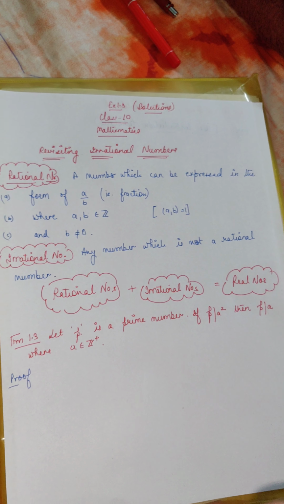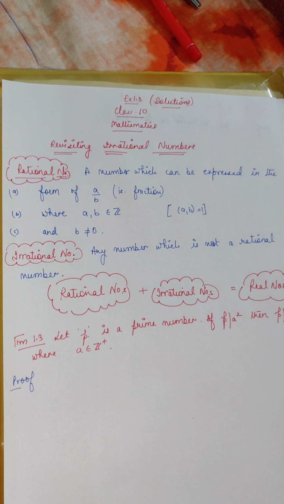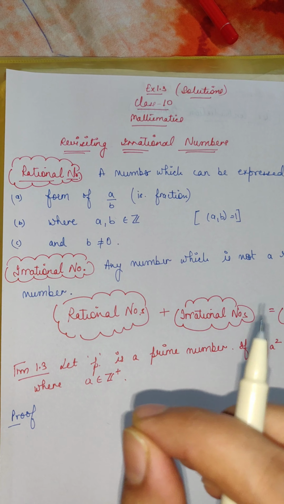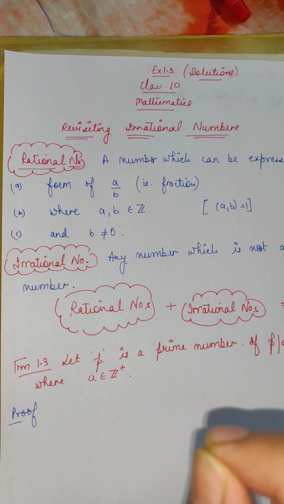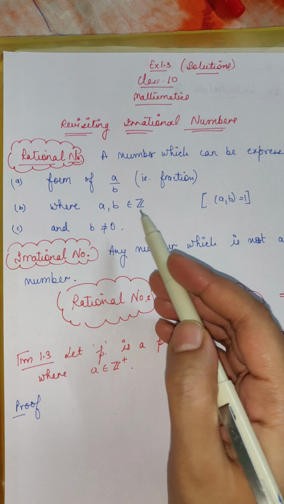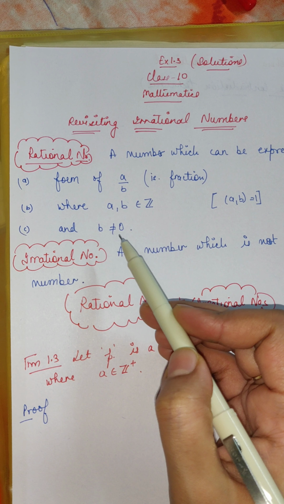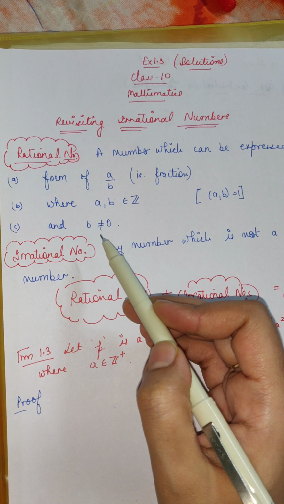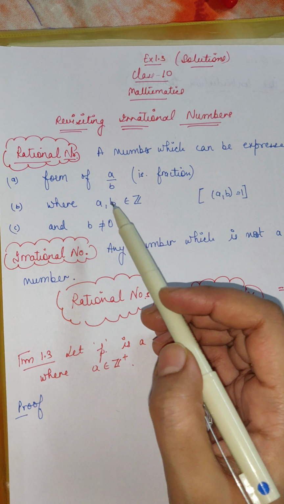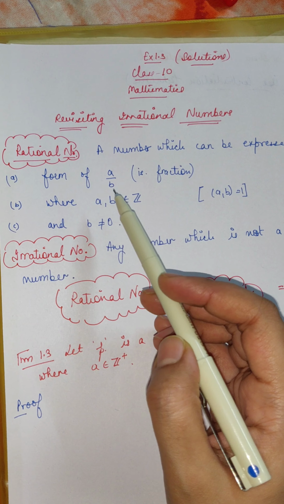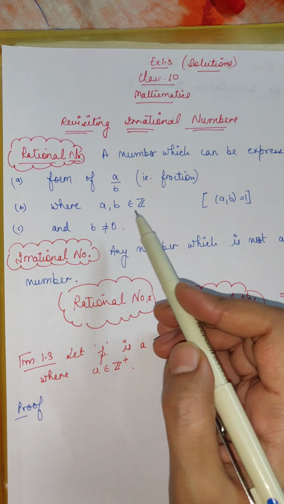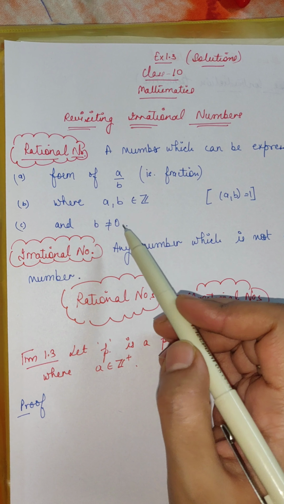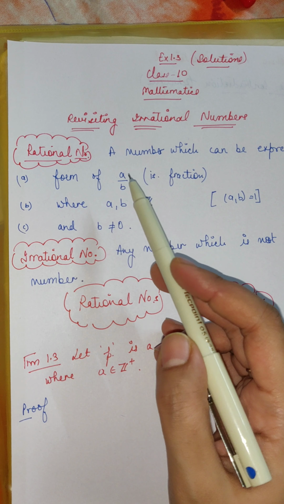A rational number is a number which can be expressed in the form a by b, that is, in the form of a fraction. Secondly, the condition over a and b is that a and b both should be integers. Z denotes your integers, right? And b should not be equal to 0. Never, the denominator should never be equal to 0. So if all three conditions are satisfied, that is, it is of the form a by b in the form of a fraction, a and b are integers and the denominator is not equal to 0, then it is a rational number.